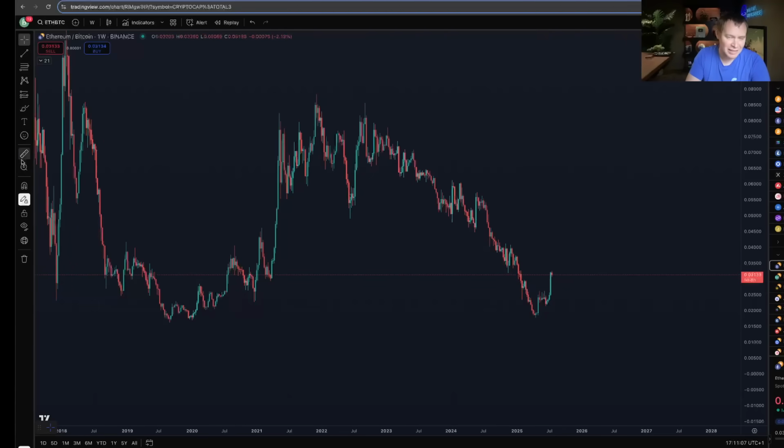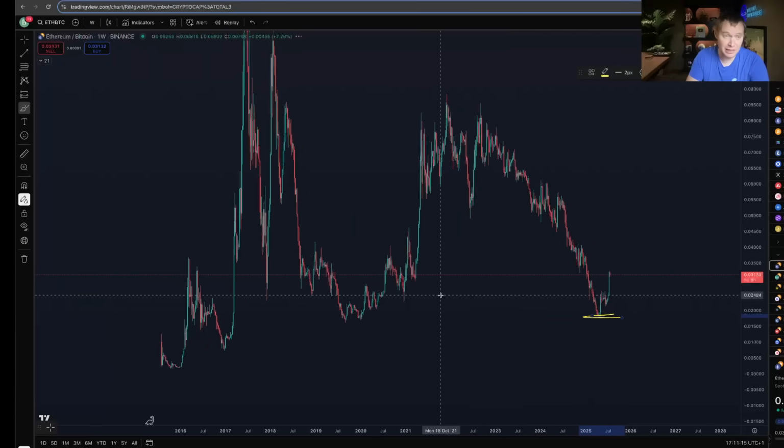But I think the case can be made that Ethereum has bottomed against Bitcoin at this point for this cycle. I really think it has. I also hope it has, because if it hasn't, then you break your higher low structure. All right.